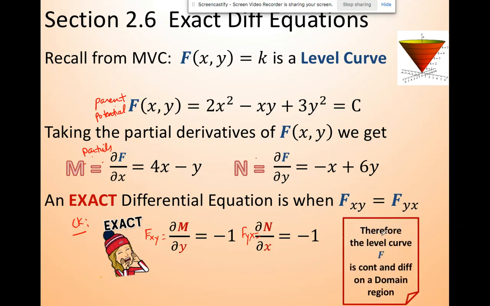Oh, I forgot my little note. Therefore, the level curve f is continuous and differentiable on the domain region. So that's like a fine print thing, that going backwards from a differential equation to the potential, you want to know that I don't have any issues anywhere. I don't have to solve for my domain interval or anything like that. I just need to know if I can do this with exact differential equations, I can verify this. I do know that my level curve f was continuous and differentiable.